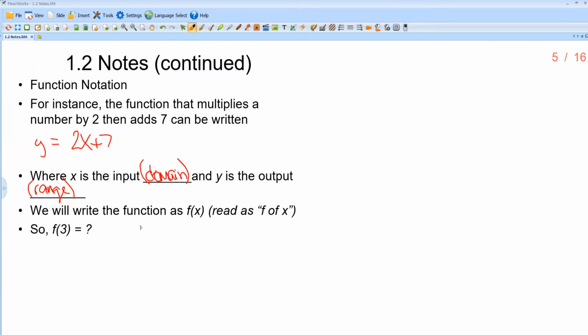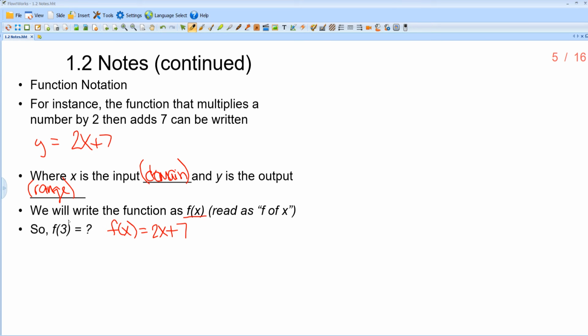Since this is a function, we can write it talking about something like f of x. Now, this is not pronounced fx. Please don't say fx. It's f of x, meaning the function dependent upon x. So if we wanted to write this as f of x, we'd just say f of x equals 2x plus 7. Look at that. All I did was replace y with f of x. That's function notation.